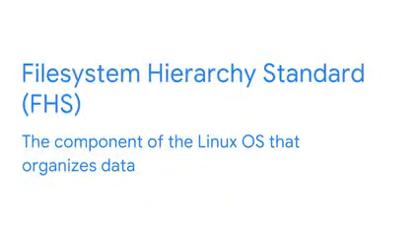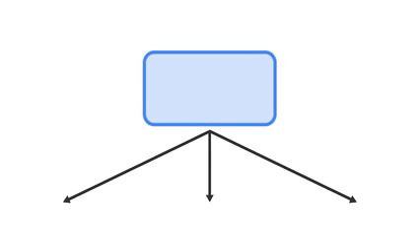Previously, we learned about the components of the Linux architecture. The File System Hierarchy Standard, or FHS, is a component of the Linux OS that organizes data. This file system is a very important part of Linux because everything we do in Linux is considered a file somewhere in the system's directory. The FHS is a hierarchical system, and just like with the tree, everything grows and branches out from the root.